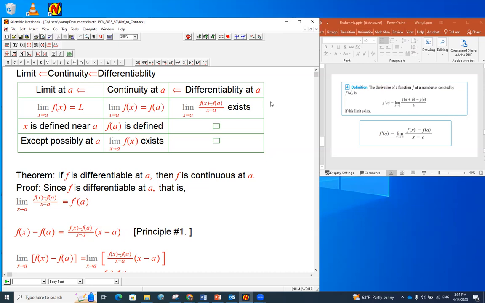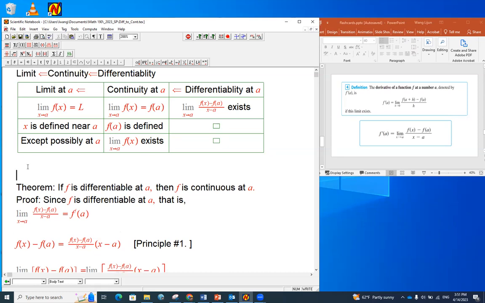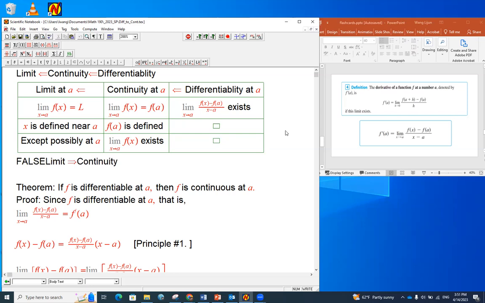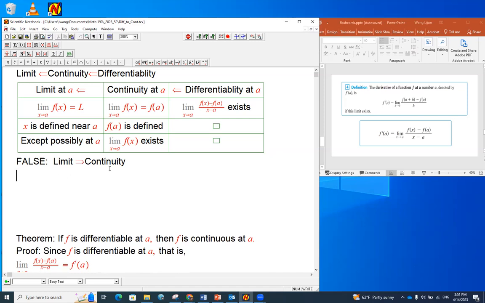What does that mean? If we know the limit exists at A, it doesn't mean continuity is guaranteed. We need additional information. We have counterexamples, so we just need a couple of counterexamples. Limit and continuity: if you reverse this arrow, that's false, because we have a counterexample.